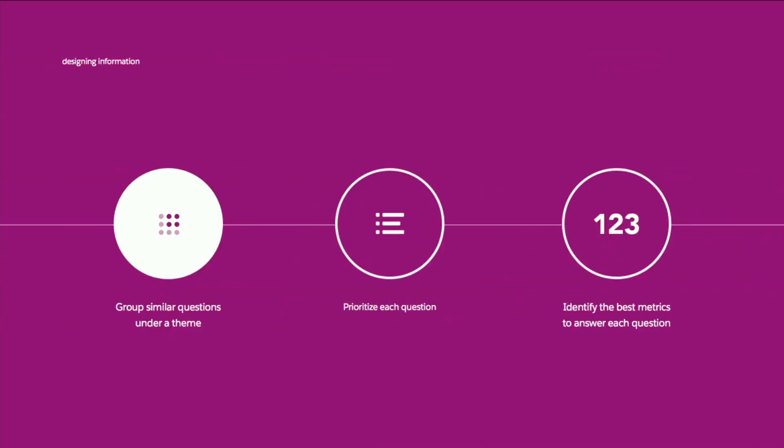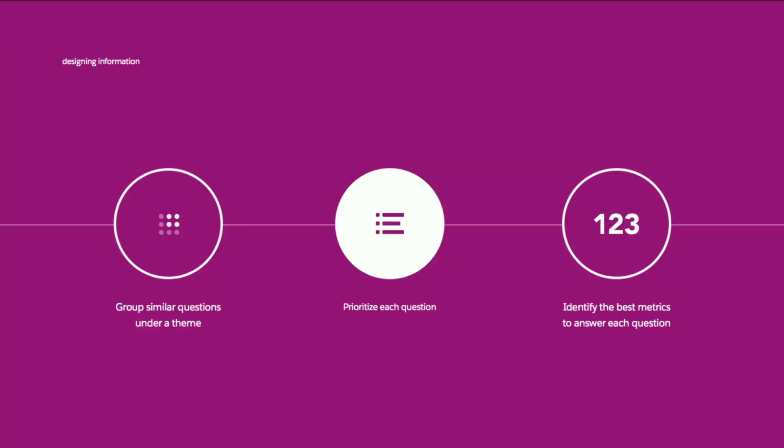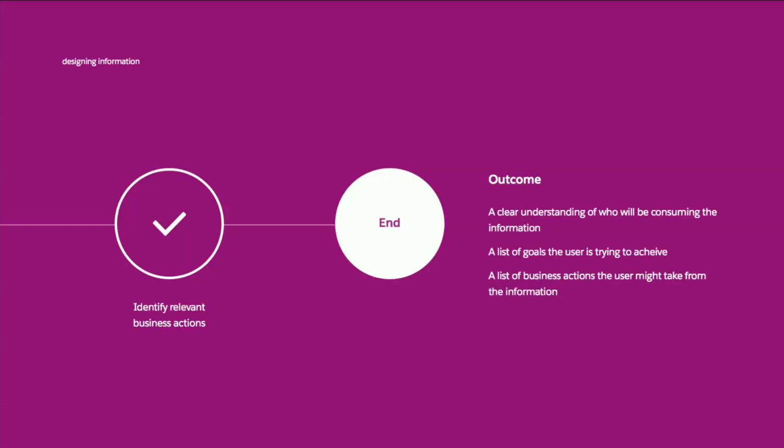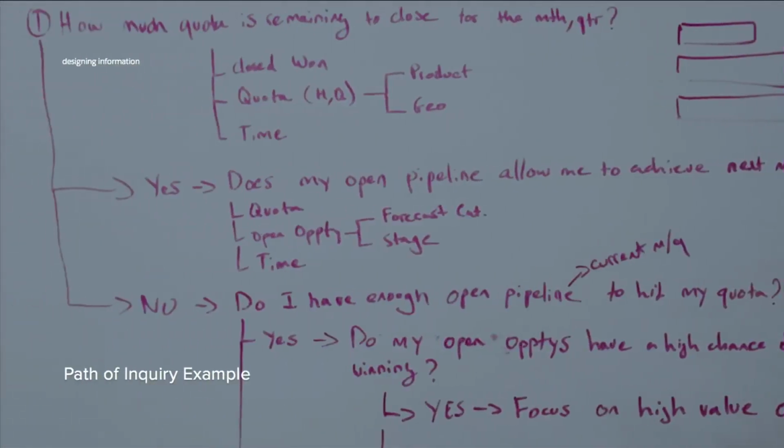From there, you move on to grouping those similar questions together into themes. You prioritize them, and you identify the best metrics to answer each of those questions. And finally, you identify the relevant business actions you want to take with those metrics. So if this metric is bad, what is the thing I want to do about it? At the end, you have a clear outcome.